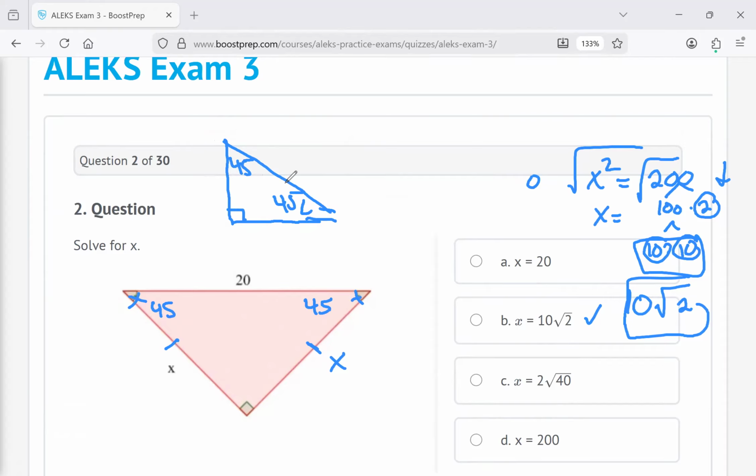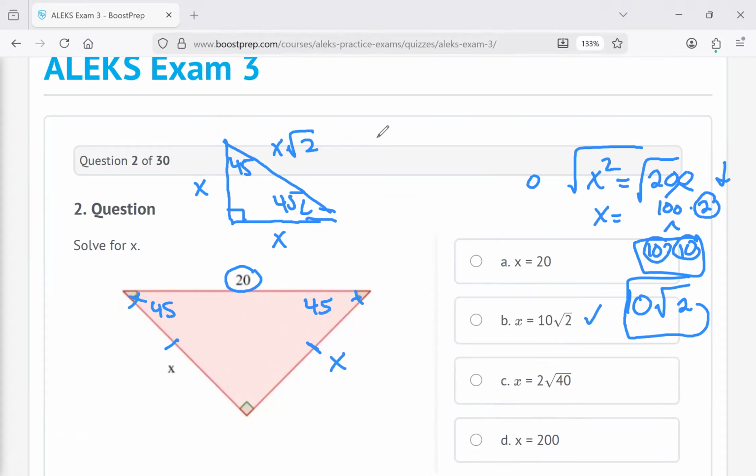Here we are. So on my notes, this is the rule for 45-45-90. This is going to be x, this is going to be x, and then the hypotenuse is x radical 2. So what you do is look at this rule very carefully and figure out what you have. The only side length we have is 20, which is the hypotenuse. And then the hypotenuse, according to the rule, is x radical 2.